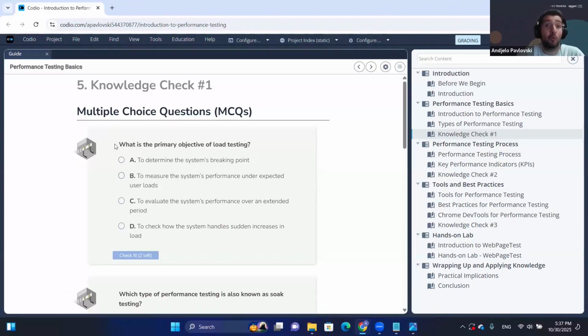The first question is, what is the primary objective of load testing? To determine the system's breaking point, measure the system's performance under expected user load, evaluate the system performance over an extended period of time, or check how the system handles an increase in load. Let's see, what does everyone think for this? You can write the answers in the live chat.